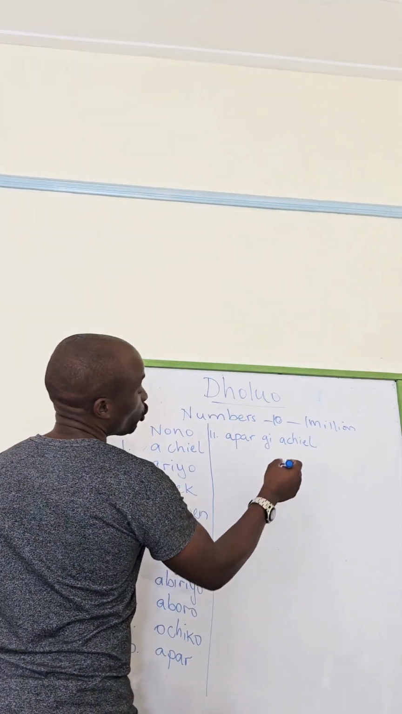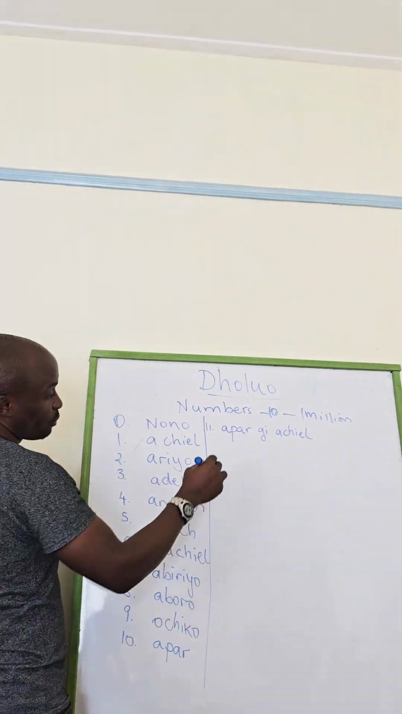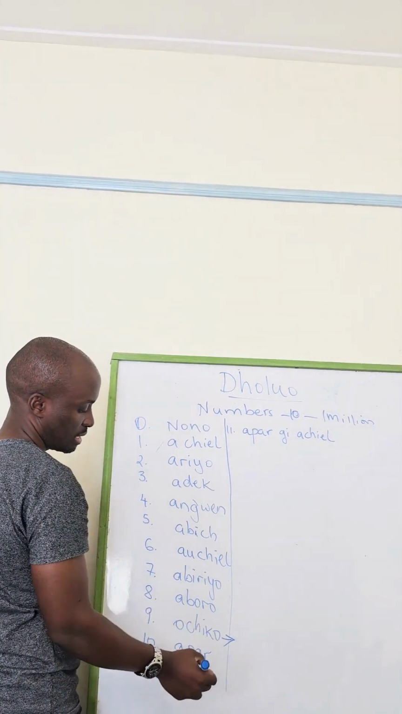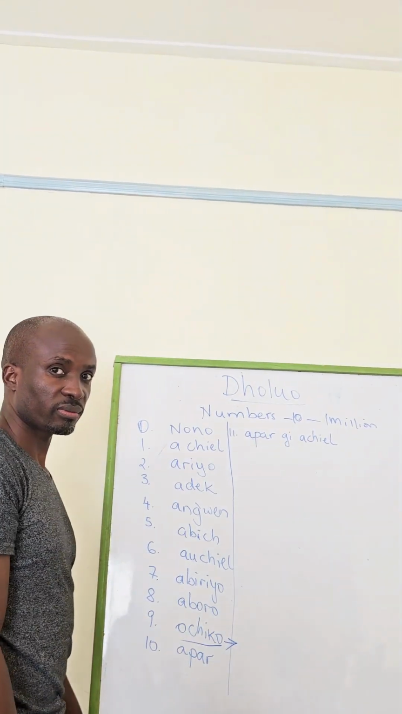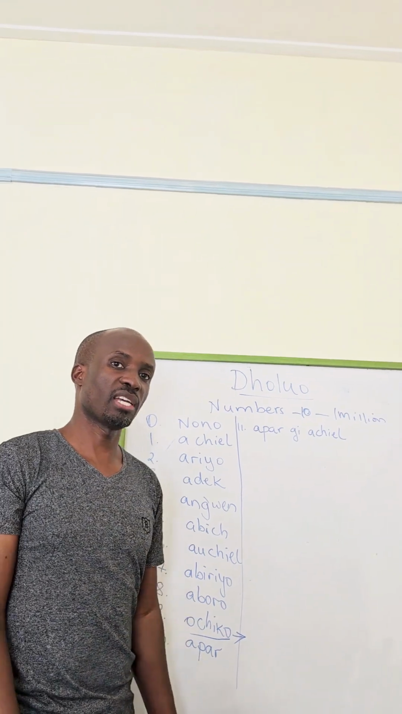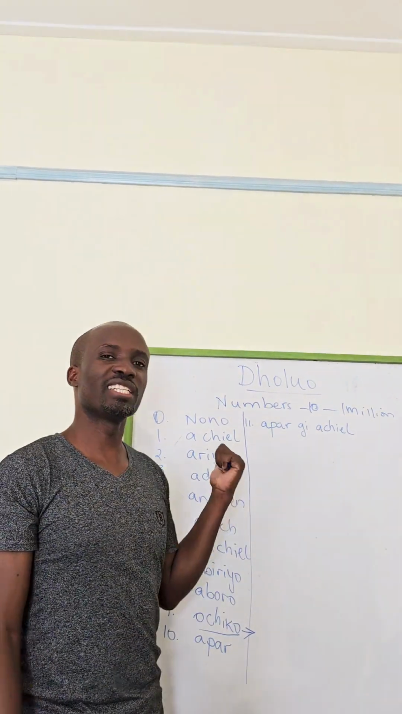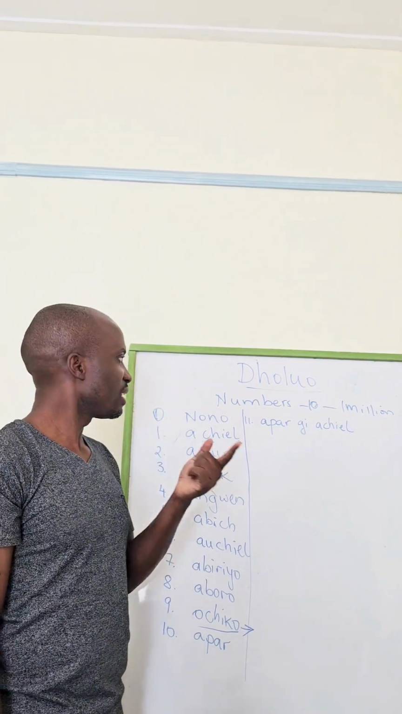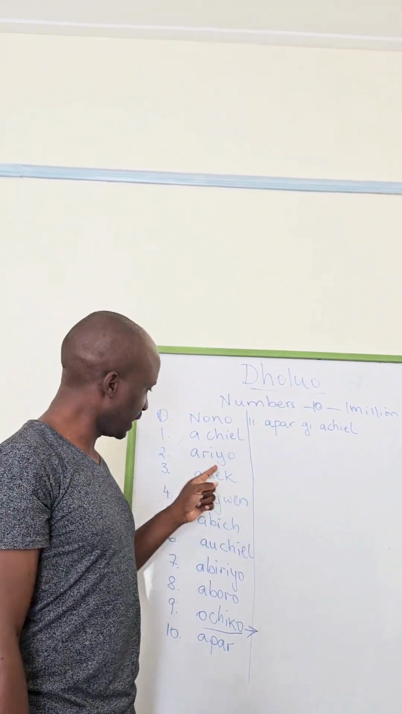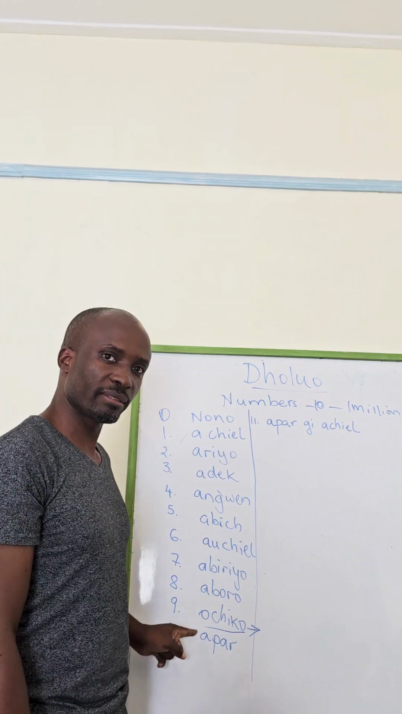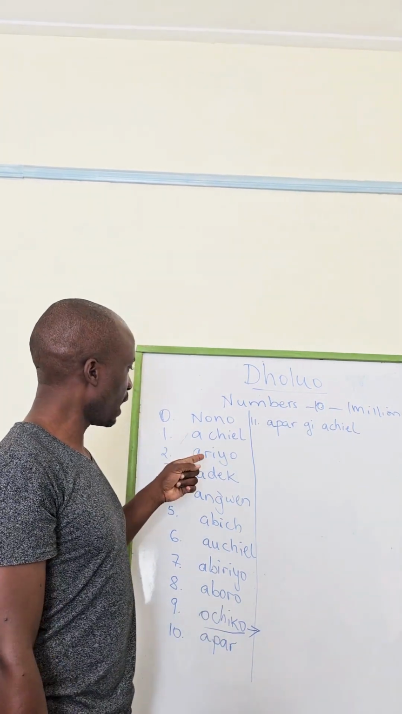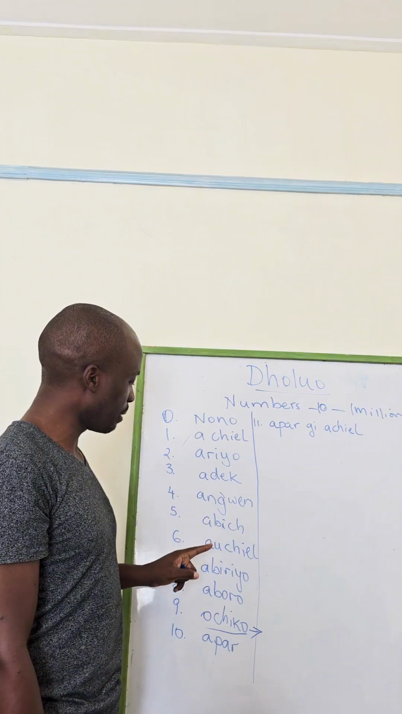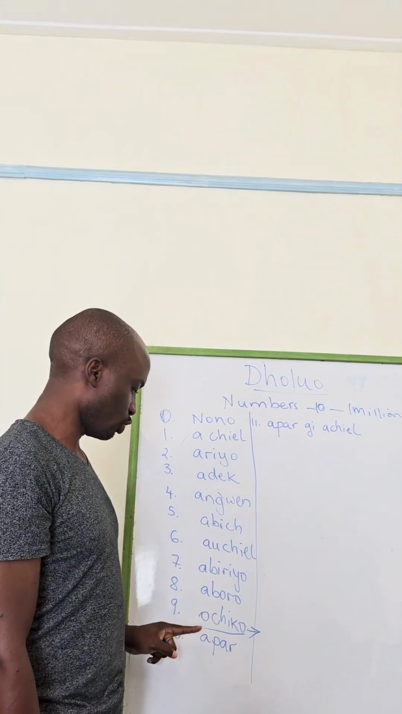Normally, instead of saying gi Achiel while speaking so fast, you can also say apar gi Achiel. So you will do this for all of them up to apar gi Ochiko. What is 15? Apar gi Abich, because we are only adding apar plus these ones up to 9. So apar gi Achiel, apar gi Ariyo, apar gi Adek, apar gi Ang'wen, apar gi Abich, apar gi Auchiel, apar gi Abiriyo, apar gi Aboro, apar gi Ochiko.